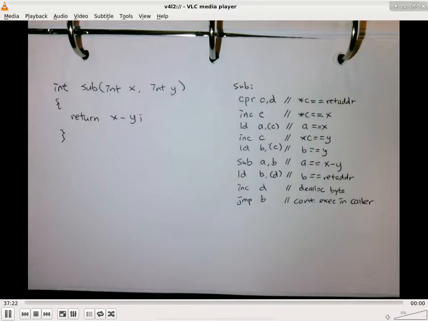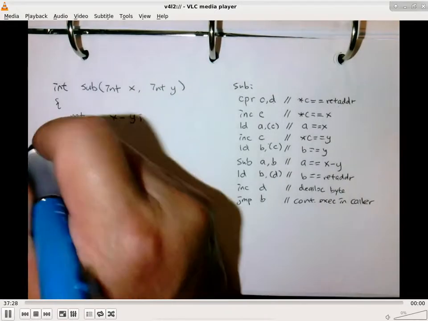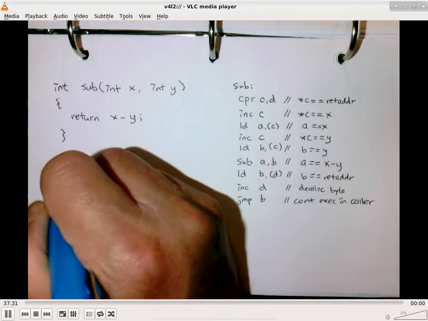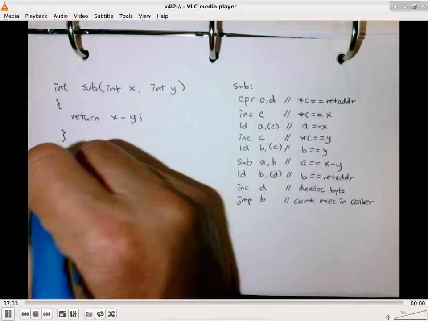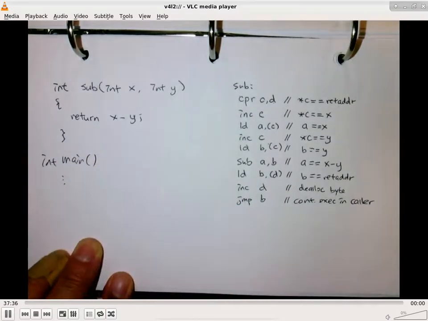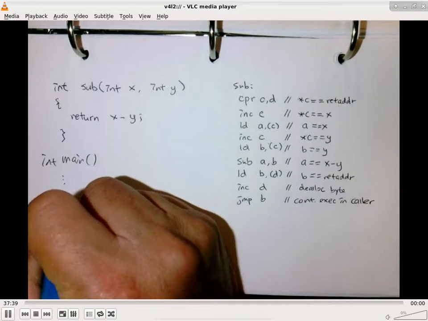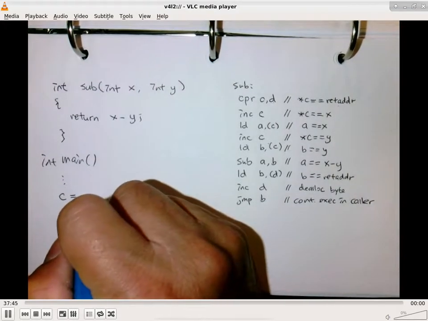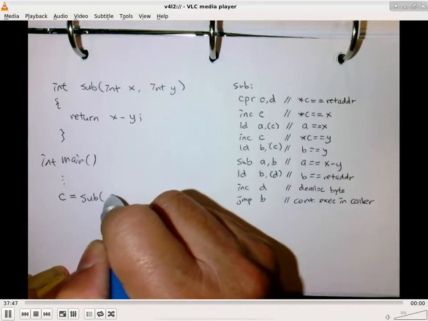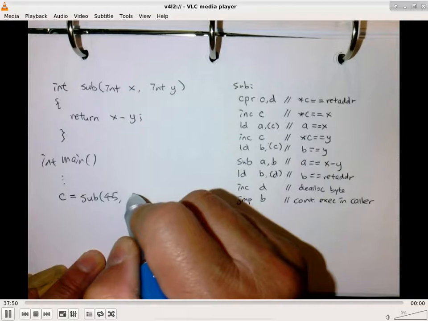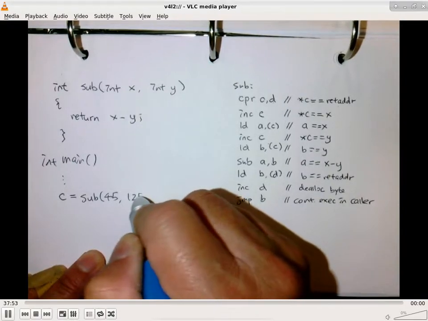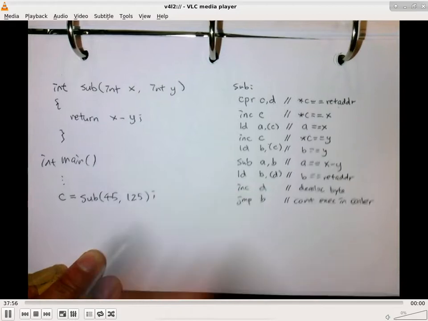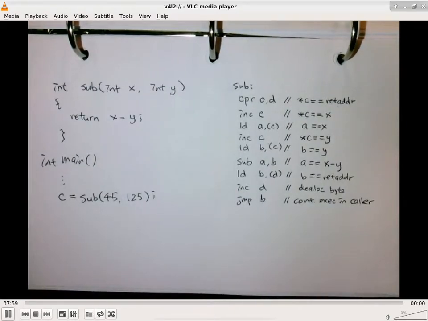Is that good? Okay. So the next question now is, what do we do when we call? Let's just say that, from the caller's perspective, somewhere in main, I want my register C to be the result of subtracting 125 from 45. This is what main wants to do. So how do we do this from main's perspective?